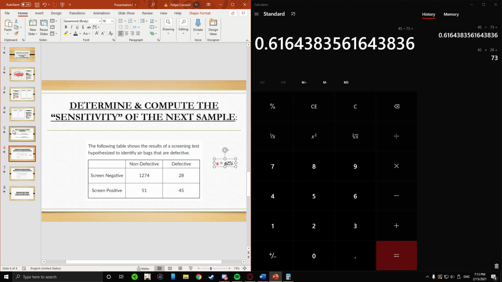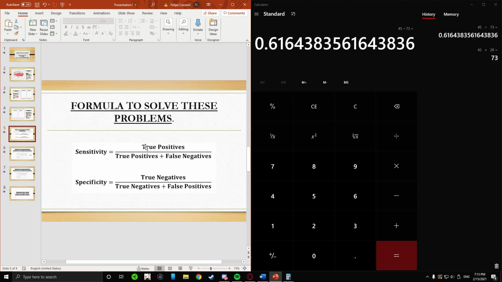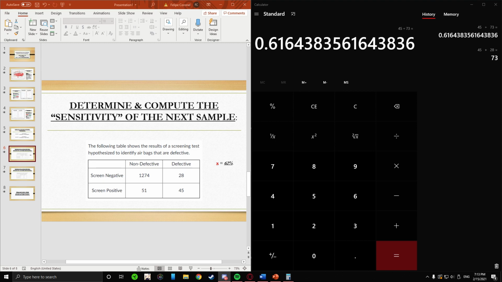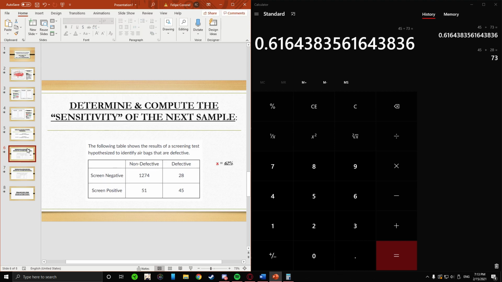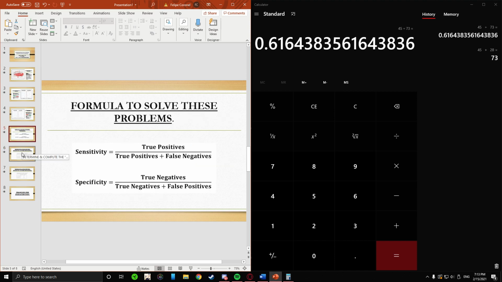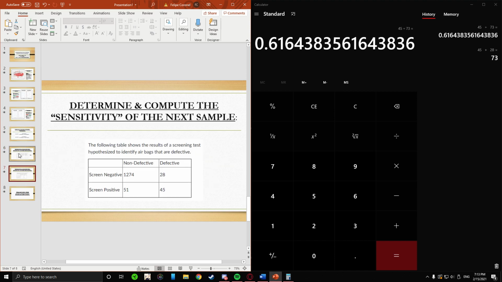As you saw, it was pretty easy. The formula is really easy. You just have to look at the chart and see what the results are, and that's pretty much it. Now for the second one, we have to determine and compute the specificity of the next sample. It's the same table, but now in a different way. I'm sorry, I still have problems saying that word.